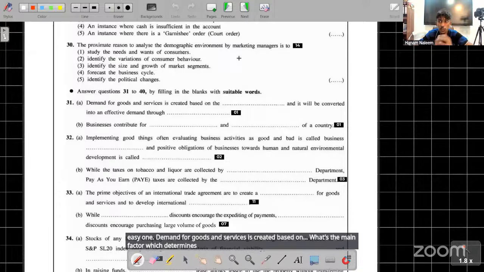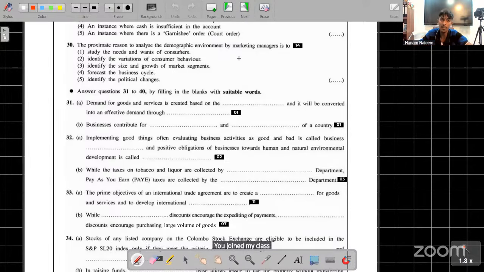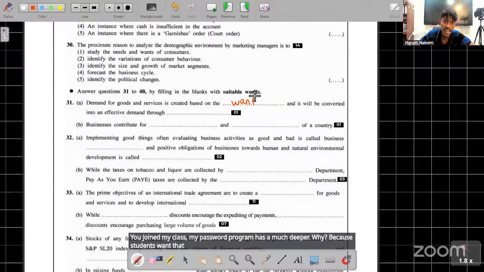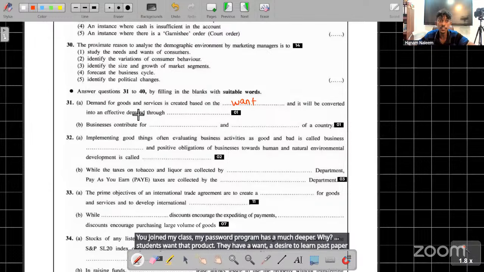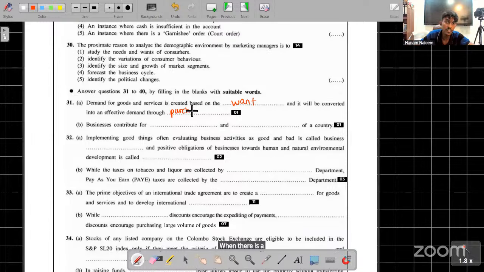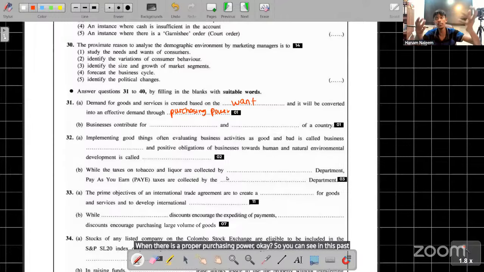You join my class, my past paper program has a high demand. Why? Because students want that product. They have a desire to learn past papers. And it will be converted into an effective demand. It will be very strong when there is proper purchasing power. So you can see in this past paper program there are hundreds of students.